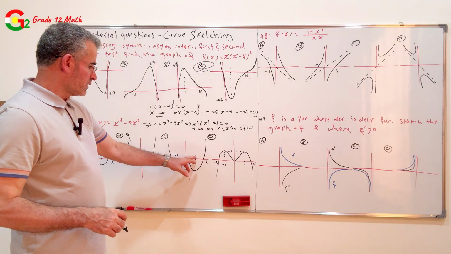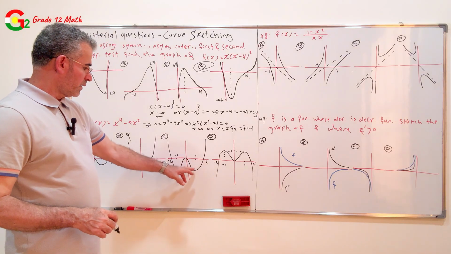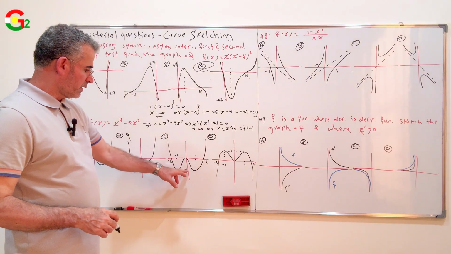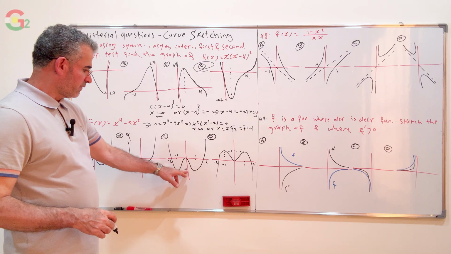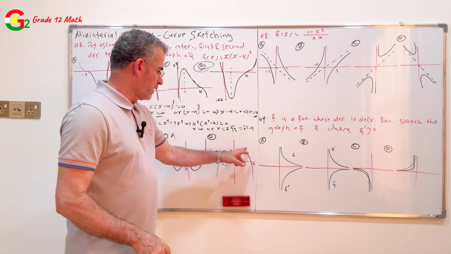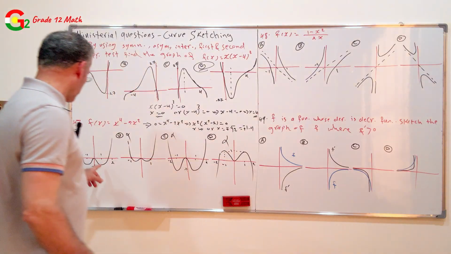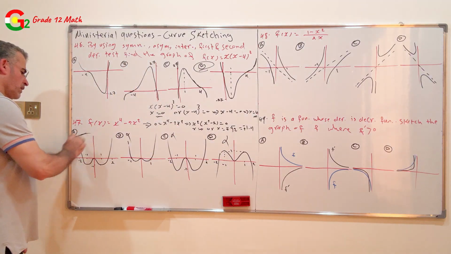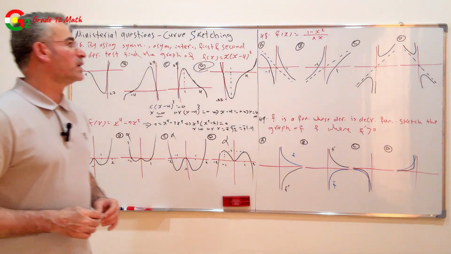But if we substitute 1 here, then f of 1 is less than negative 2. So this is wrong. Here, f of 1 is 1, also wrong. We want f of 1 to be negative 1. The right choice is A.